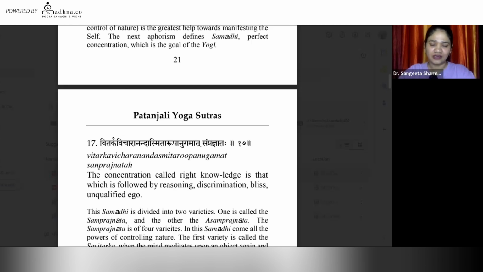Samyak rupena gyayate tatra yatra sampragyata samadhi, where you know the vishay clearly. Let's say I'm focusing on Om. If I know Om clearly, it means I've become Om. I've become water, I've become sun, I've become sound, I've become whatever my senses are. That is called Sampragyat Samadhi, where you have one tattva on which you put your chitta.